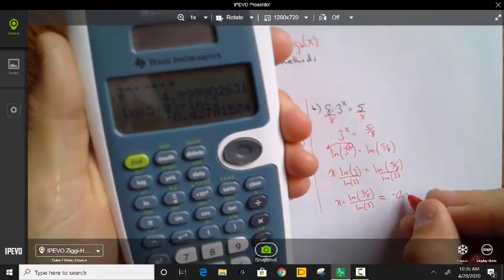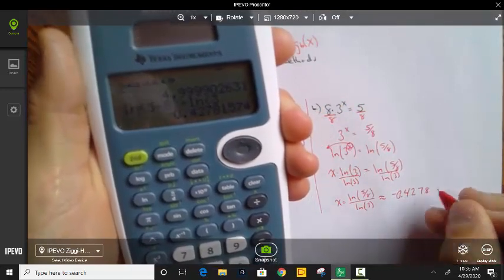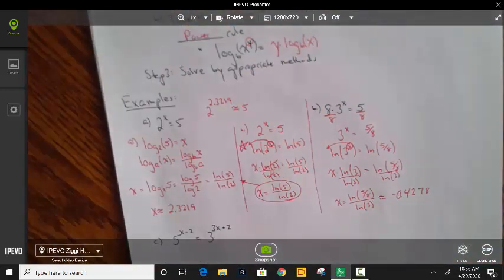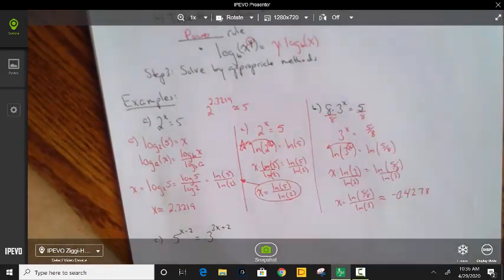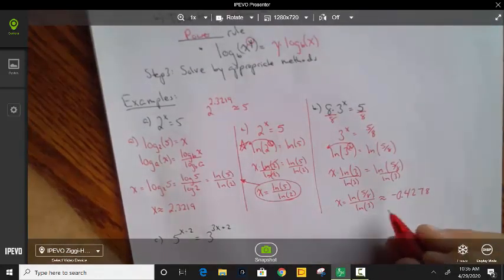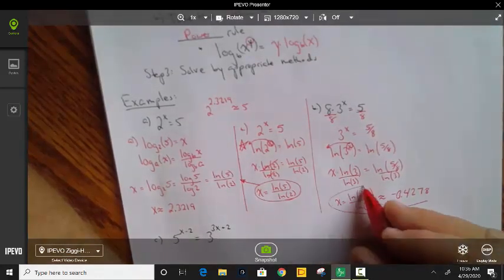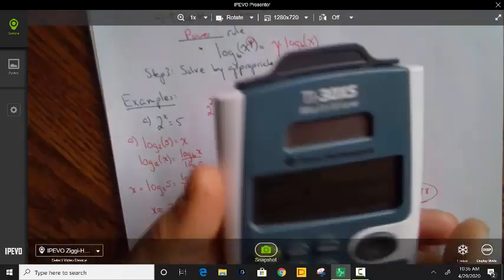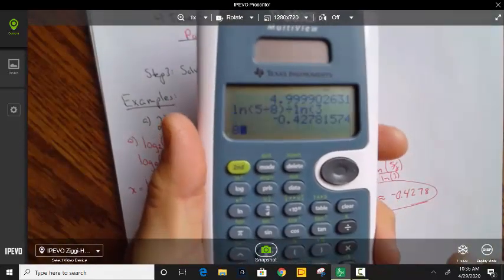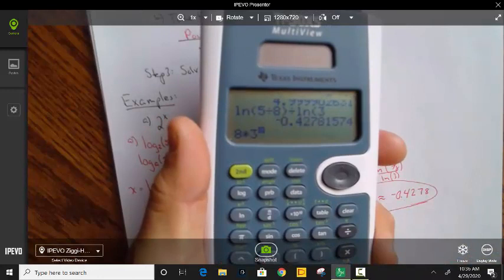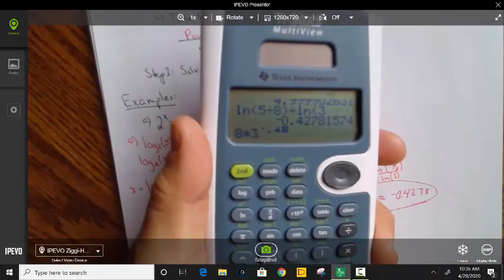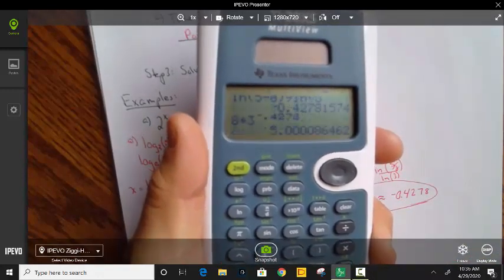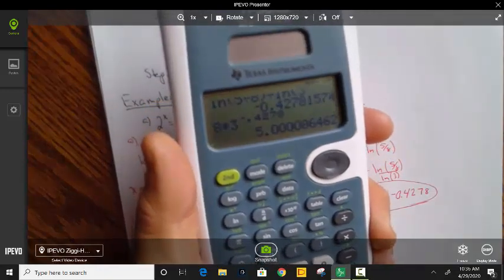And we get negative 0.4278. Unlike logarithms, we can have negative powers. So getting a negative answer with an exponential equation is not an issue. So the answer is negative 0.4278. And once again, guys, you could check this. If we come in here and we do 8 times 3 to the negative 0.4278, we should get approximately 5, which we do.